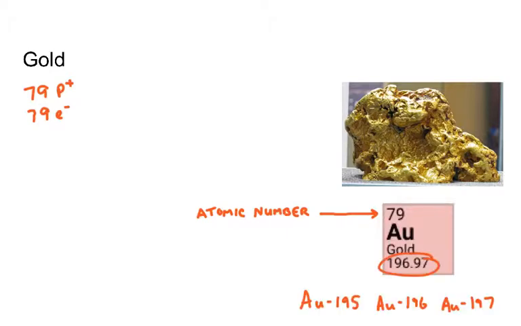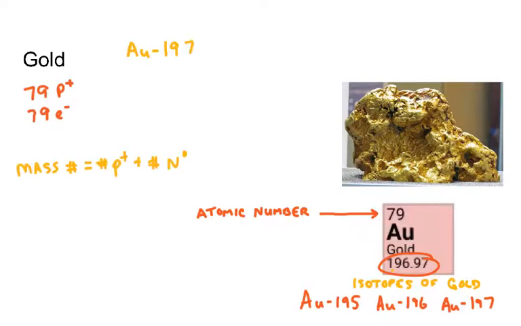The average atomic mass of gold is 196.97, and it has 3 different forms that are relatively stable. These are called isotopes. Isotopes are the same element with different masses. The gold 197 isotope is by far the most stable, which is why the average atomic mass is closest to 197.